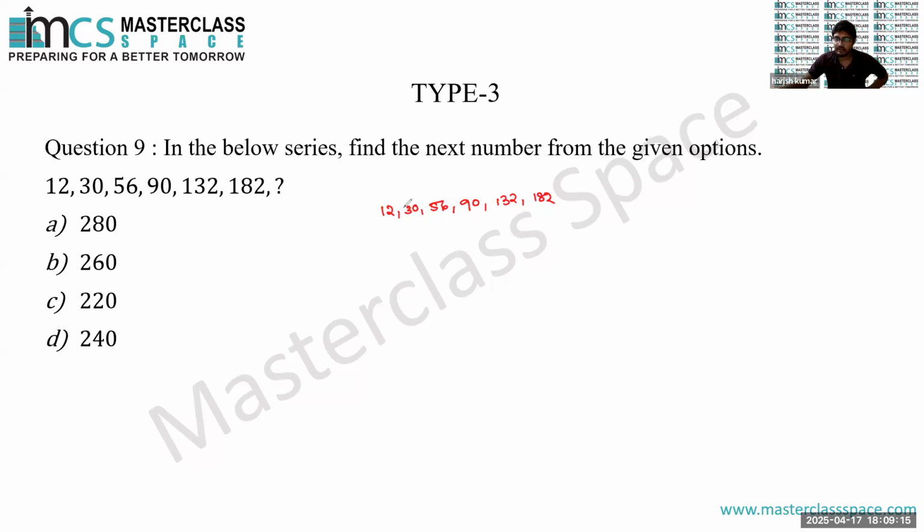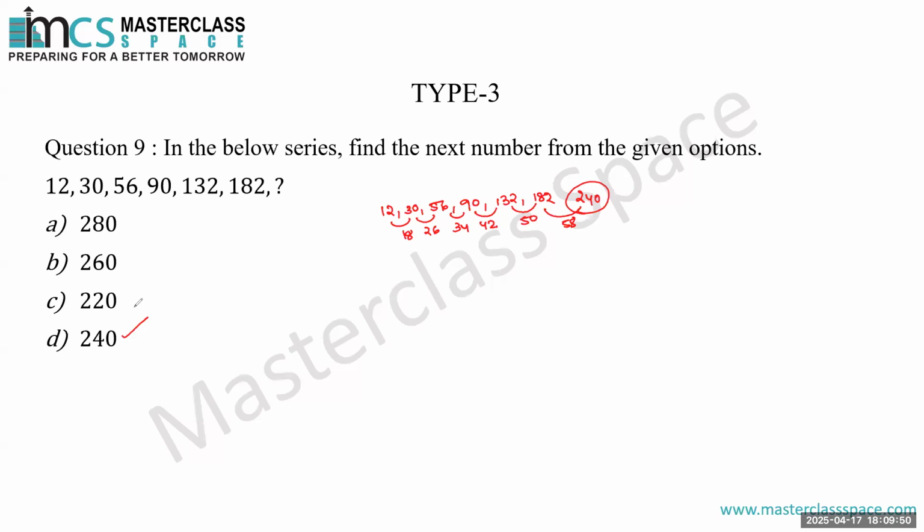So what happens if I take the differences? So this is 18. This is 26. This is 34. This is 42. And this is 50. That means the differences are in arithmetic progression with a common difference of 8. So the next one will be 58 and that will be 240. Very straightforward. Yes or no? Any doubt in this? No, sir.